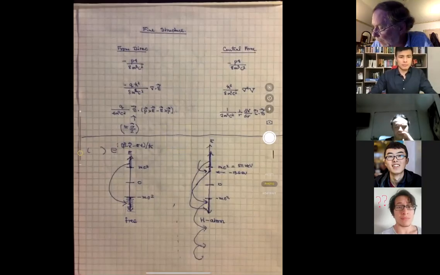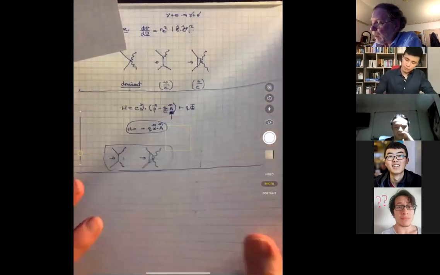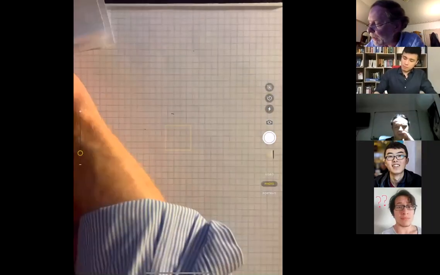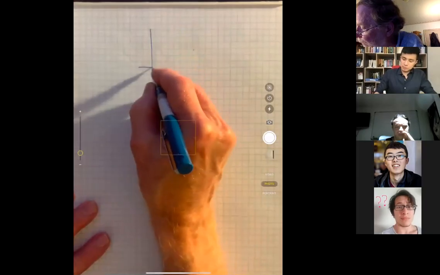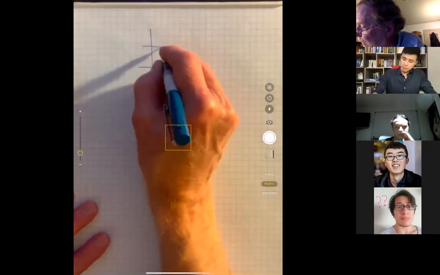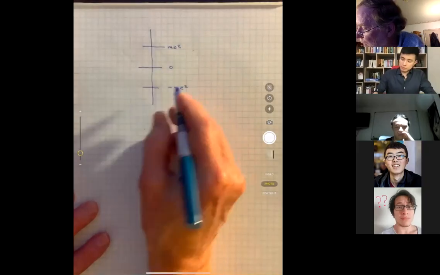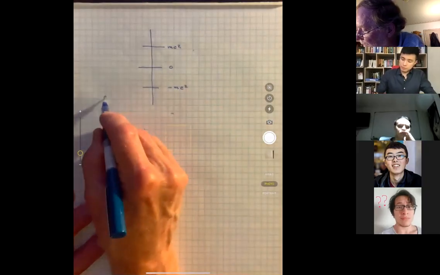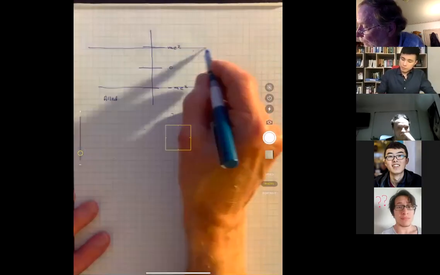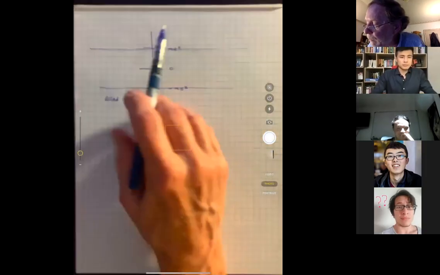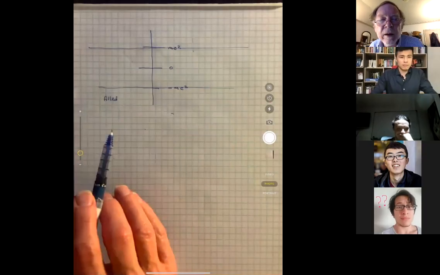And here's why. Let me draw the diagram again. The new physics is this. Let me just draw the free electron diagram. There's the zero. Here's the mc squared, and here's the minus mc squared. And we'll assume that all the states down here are filled like this, below this line, and above the line are the positive energy electrons, which we know about and see in the real world.